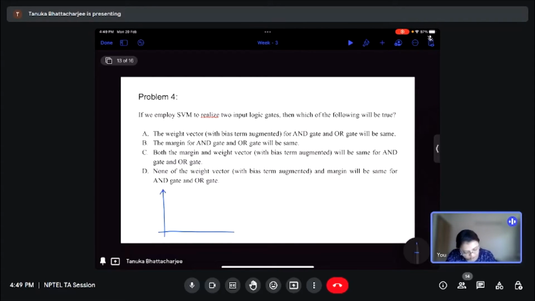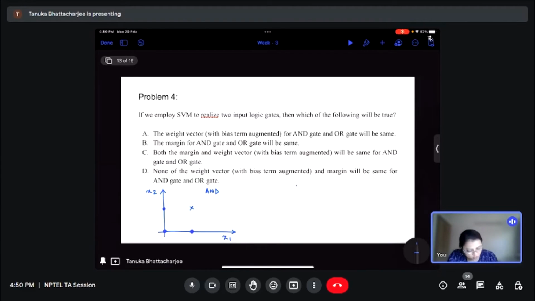It's a 2 input logic gate, so the inputs are x1 and x2. In case of AND, the points 0 0, 0 1 and 1 0, all these three lead to the output of 0. So all these 3 belong to one class, and when you have both inputs as 1 1, you will have the output as 1. So this data point belongs to the other class. So these are the two classes in case of the AND gate.